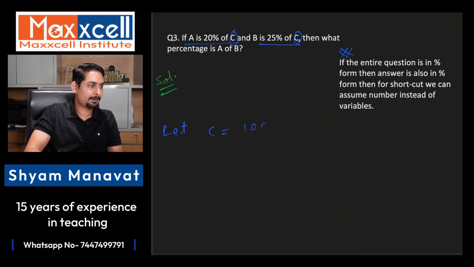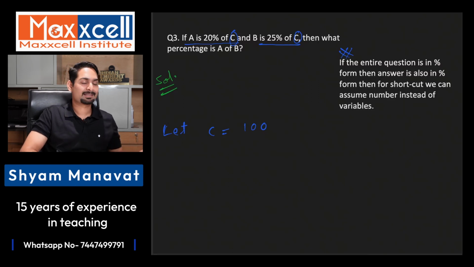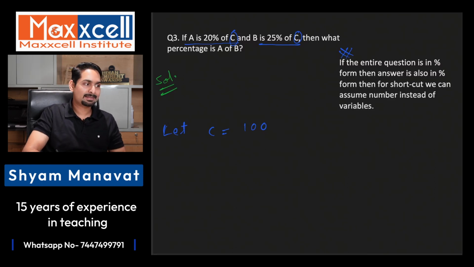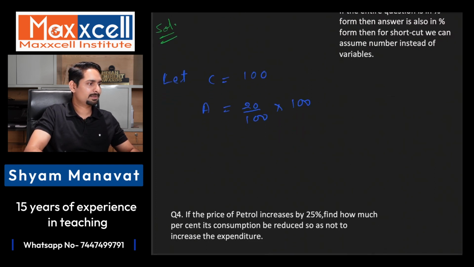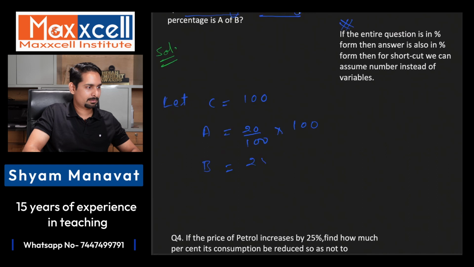So let's say C is 100. It's easy to assume 100 because you know we are doing percentage and every number is 100% for itself, right? So assuming 100 is easier. So if I say C is 100, tell me what is A. A is 20% of C, right? Here I am replacing C with 100 because I assume C equal to 100. And B equal to what? 25% of C, and I am replacing C with what? 100. Tell me the value.